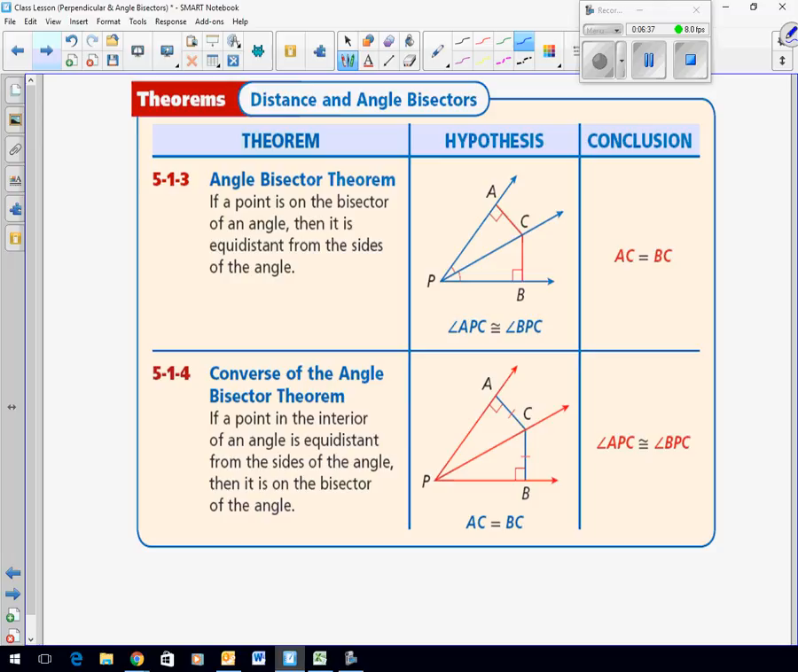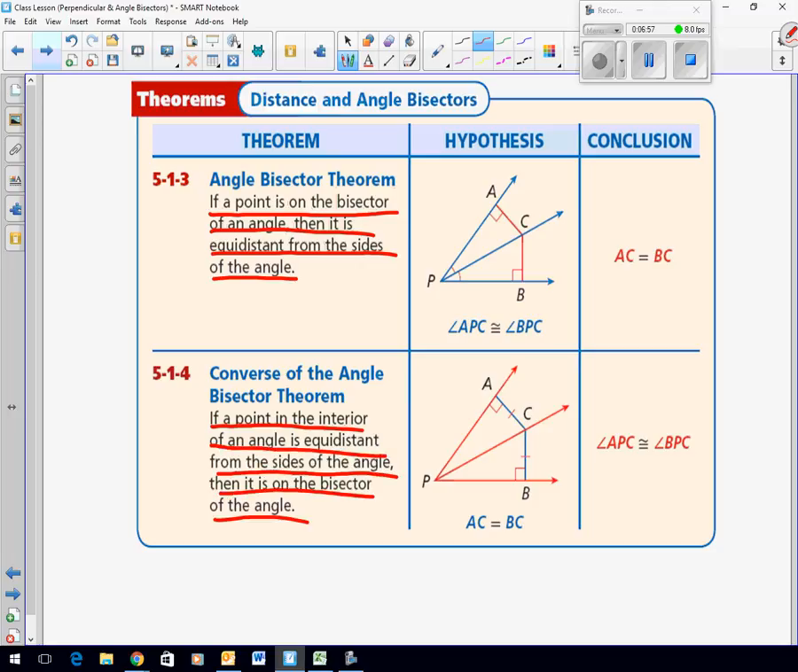Alright. Next I switch from perpendicular bisectors to angle bisectors. Okay? Angle bisector theorem says if a point is on the bisector of an angle, then it is equidistant from the sides of the angle. And the converse says if a point in the interior of an angle is equidistant from the sides of the angle, it is on the bisector of the angle. Y'all write it down, then we'll talk about it.